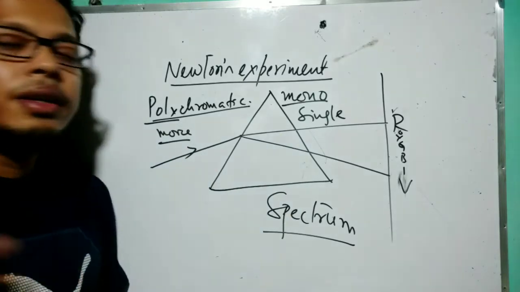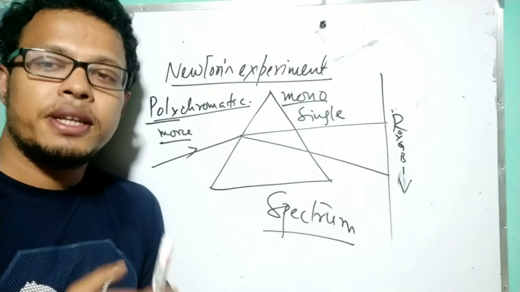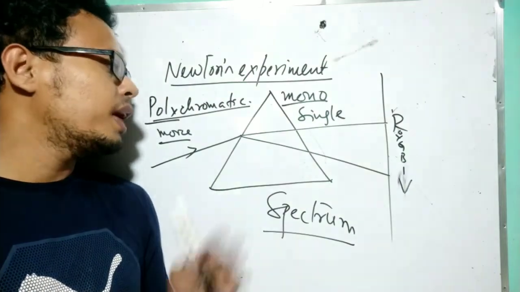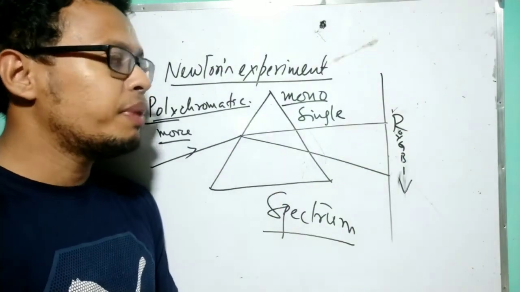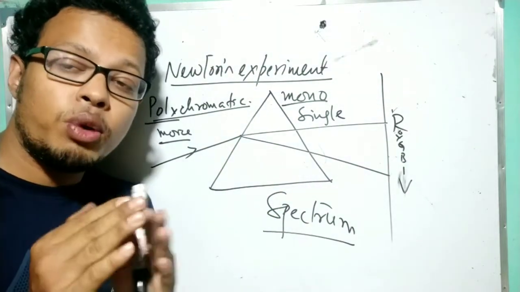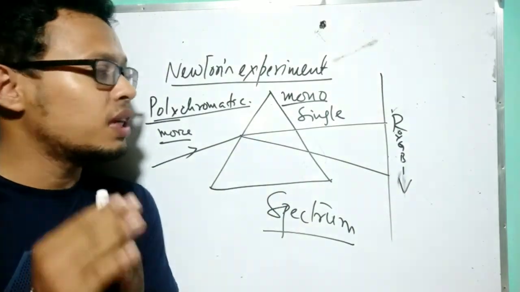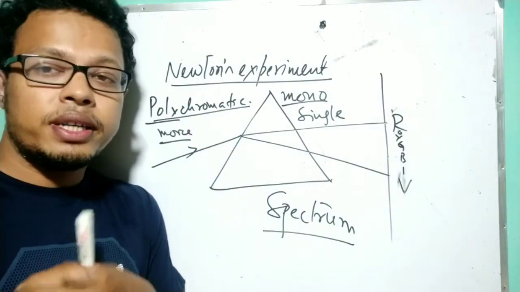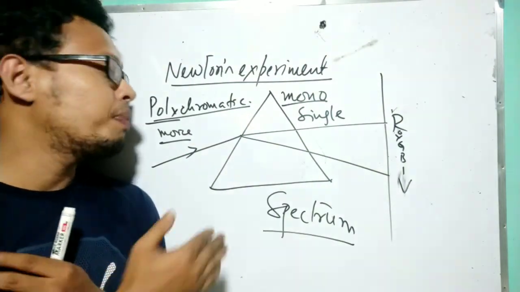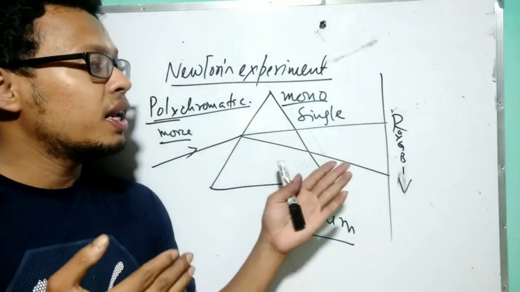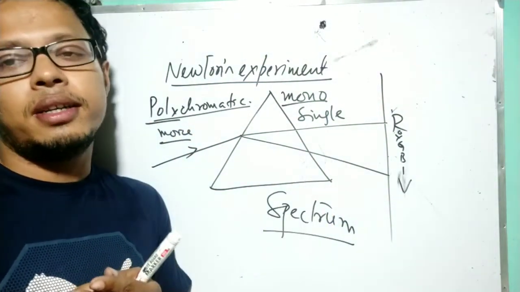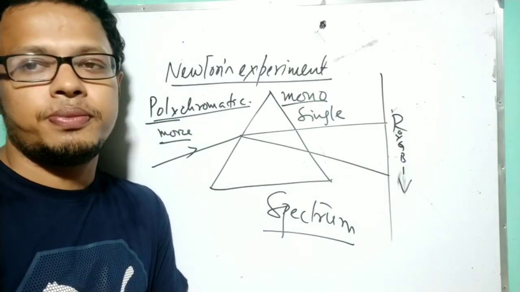Now what is the definition of dispersion? You will write: when the white light passes through the prism, it splits into 7 constituent colors. That phenomenon is called the dispersion of light. And what is spectrum? On passing the white light through the prism, 7 colors are obtained. That band of 7 colors is called the spectrum.